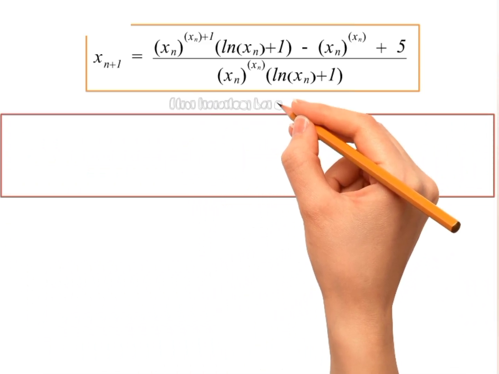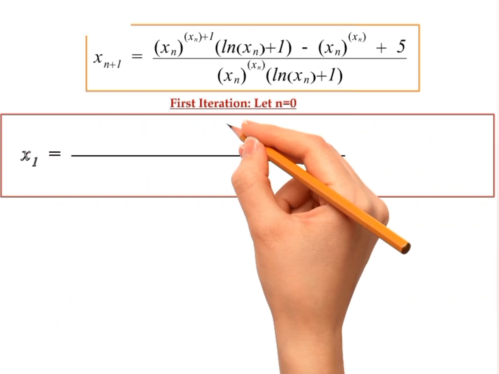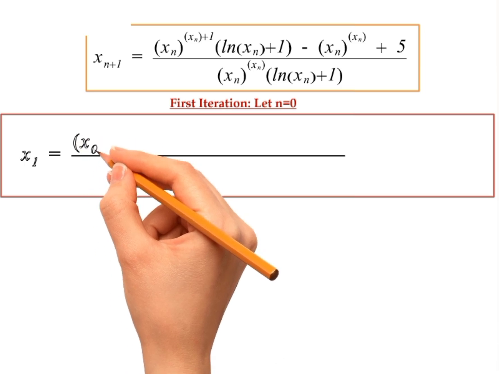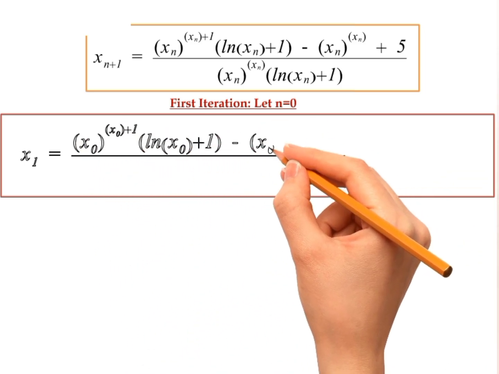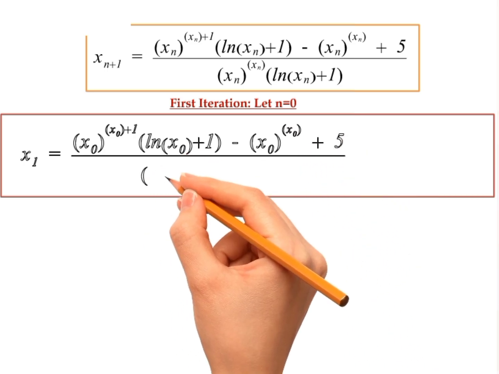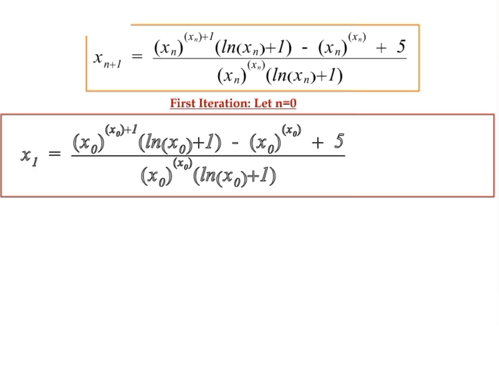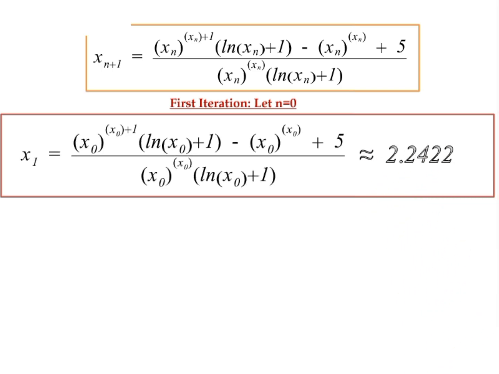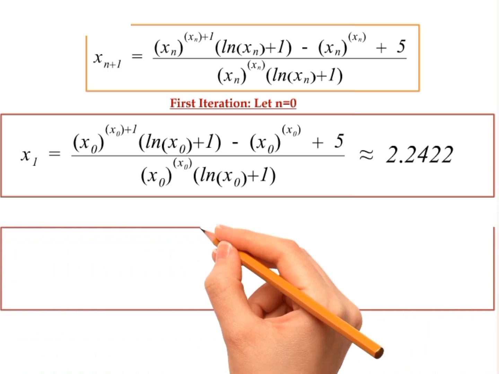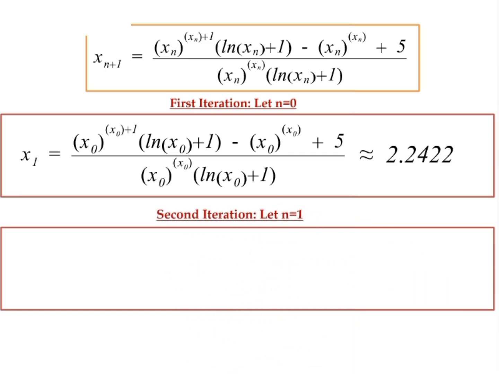For the first, let n equal 0. Since we have the value of x naught to be 2.5, we substitute it into the expression, and it follows that x sub 1 approximately equals 2.2422. We do same for the second iteration. We let n to be 1. Then x sub 2 equals the following.